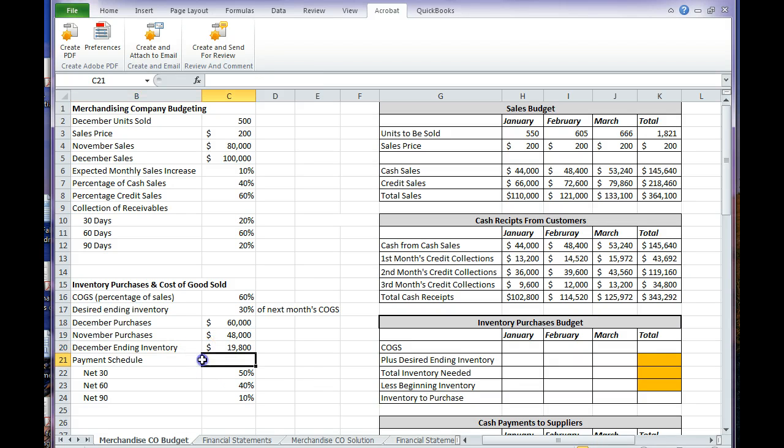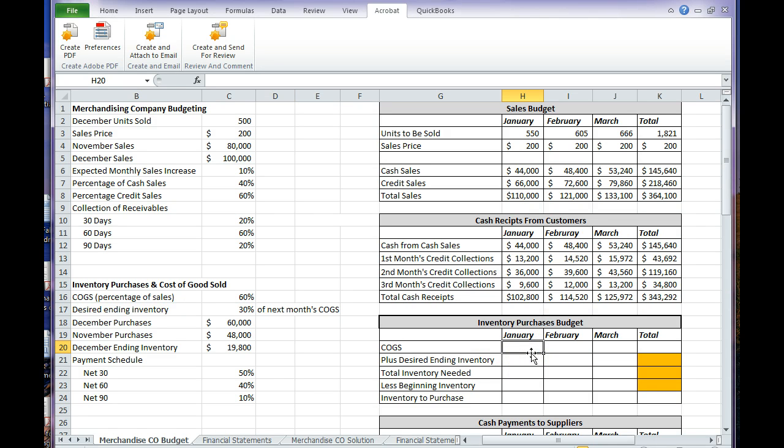And then we have a payment schedule here. This tells us once we buy something, when we plan on paying it. So here we're saying net 30. Within 30 days, we plan on paying half, which is a month, right? Within 60 days, you're going to pay another 40%. So 90% of your bills are paid in 60 days. And then you're going to pay your last 10% net 90. All right, fair enough.